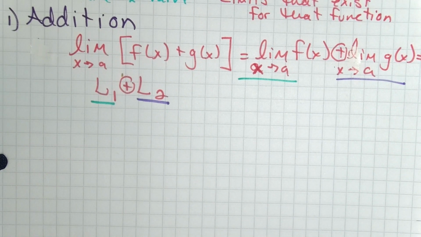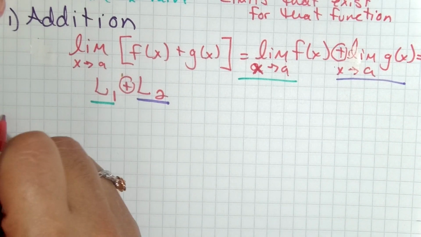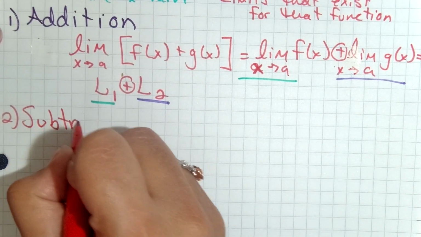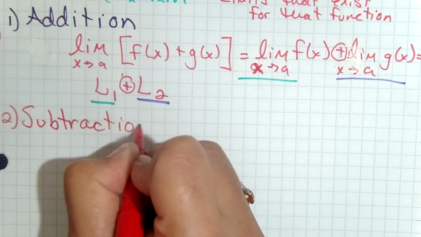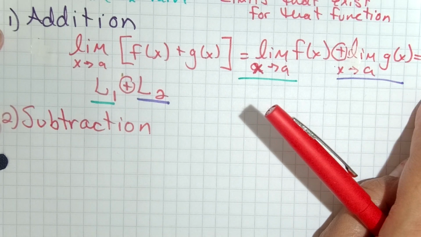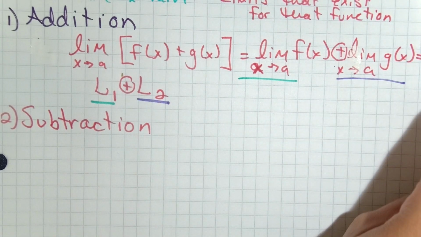Okay. I'm going to go a little faster for these next three, because all it's doing is changing the operation. That's it. That's all it's doing is changing the operation. So, the next one is subtraction. What do we think is going to be between the two? A minus sign. Okay? So, everything's going to be the same except what? The minus.